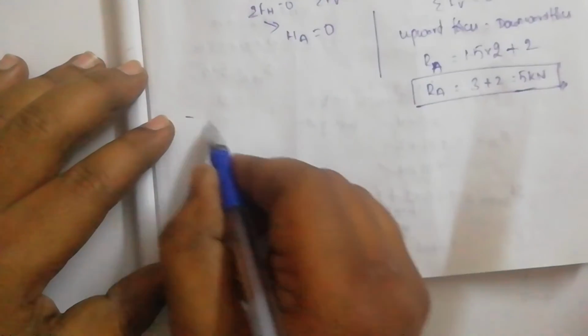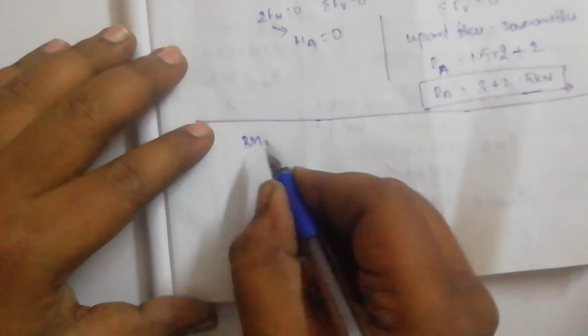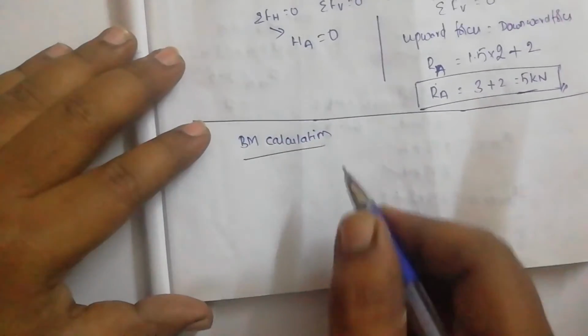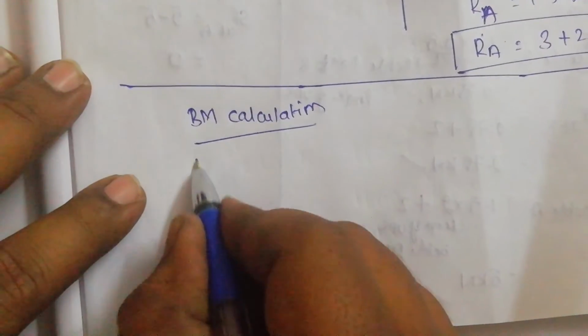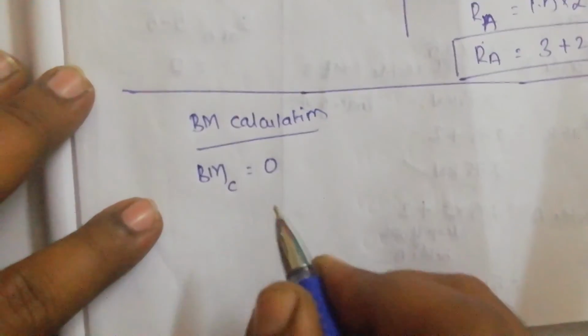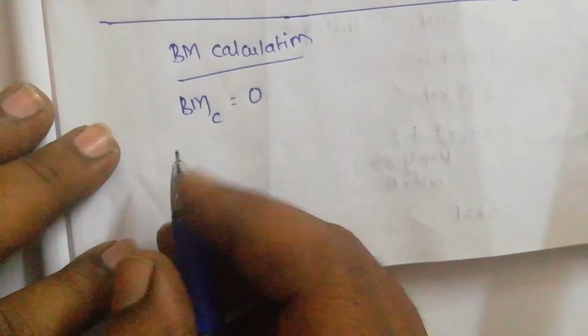Let us solve for bending moment. Okay, I will solve it here itself, no problem. So for bending moment calculation, this is the procedure. First you have to solve for the equilibrium conditions, then you have to solve for shear force calculation, then you go for bending moment calculation. According to this, bending moment at point C is equal to 0, because there is no right side load at point C.